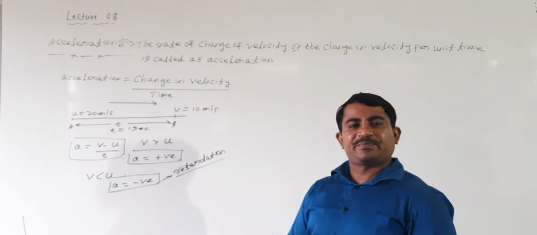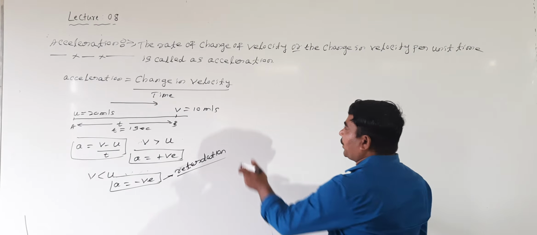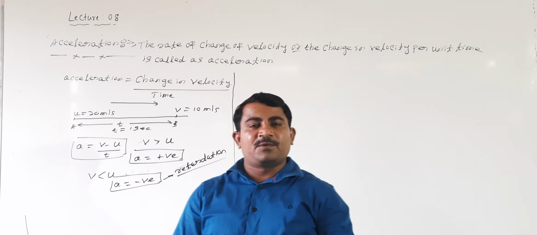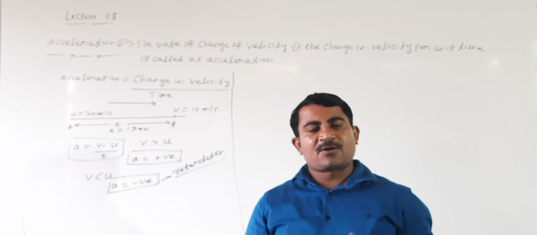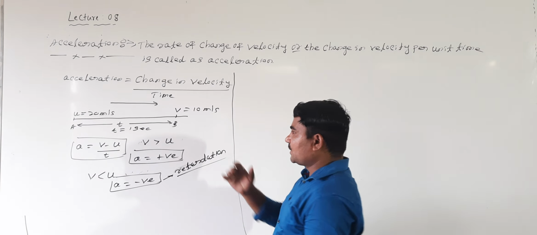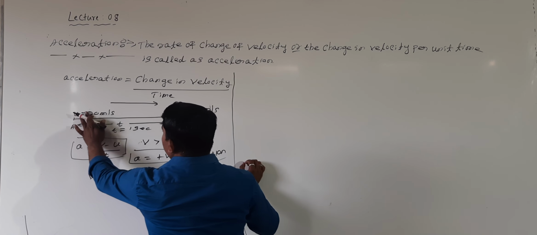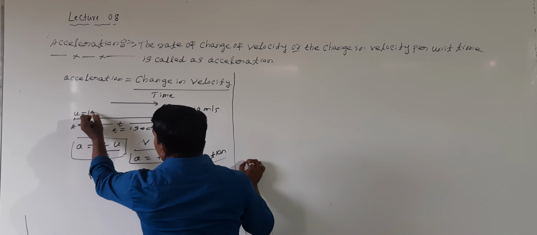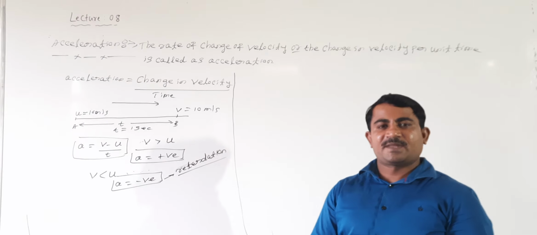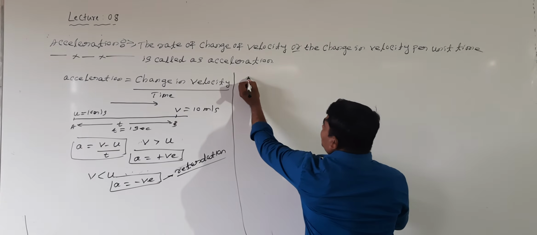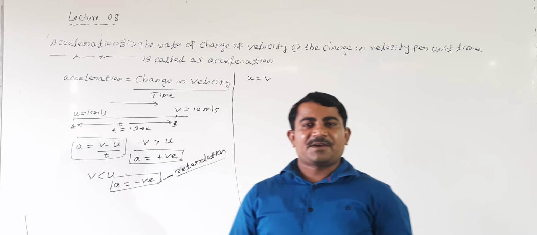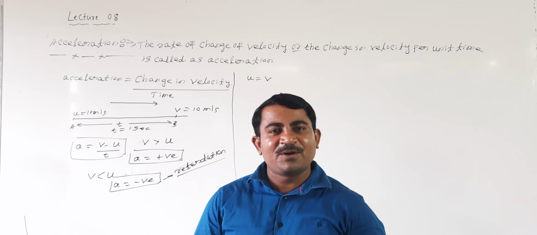Right? One more point: now consider the body moves with a constant velocity. Constant means at every point the velocity of the body remains the same. At this point 10 meter per second, at this point also 10 meter per second. Are you following? Here the initial velocity of the body is equal to the final velocity.